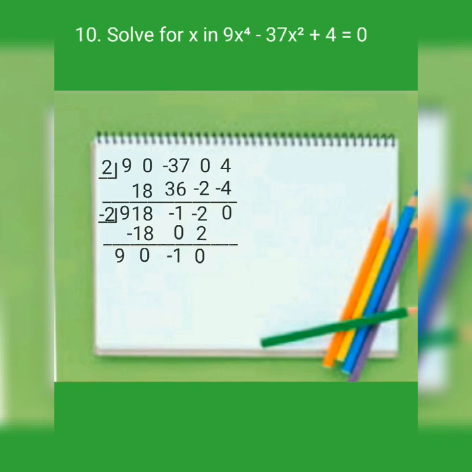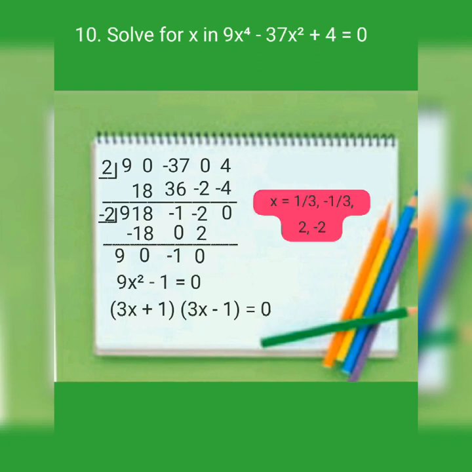The roots of 9x to the 4th power minus 37x squared plus 4 is equal to 0 are positive and negative 1 third and positive and negative 2.